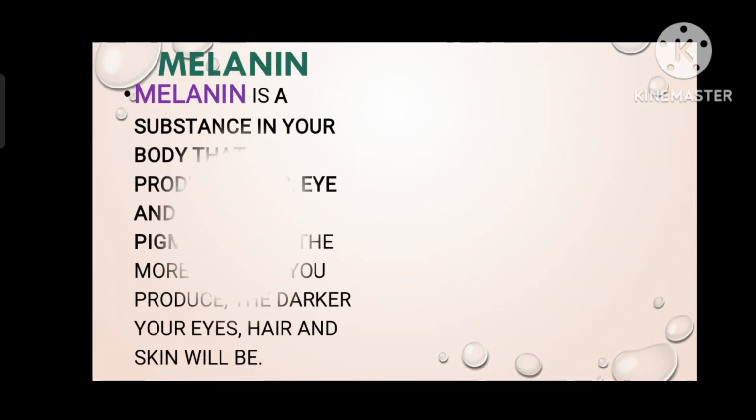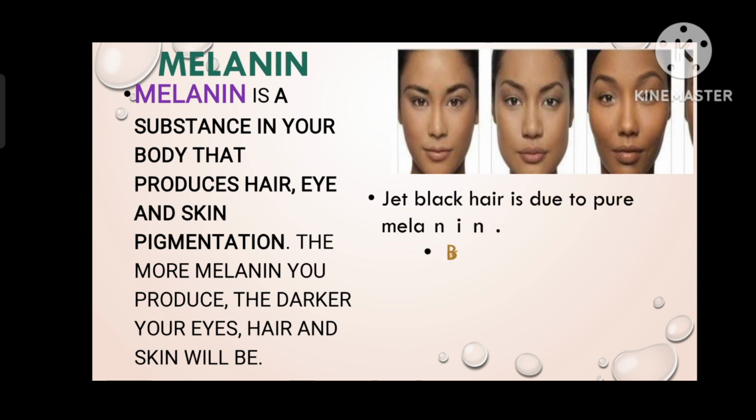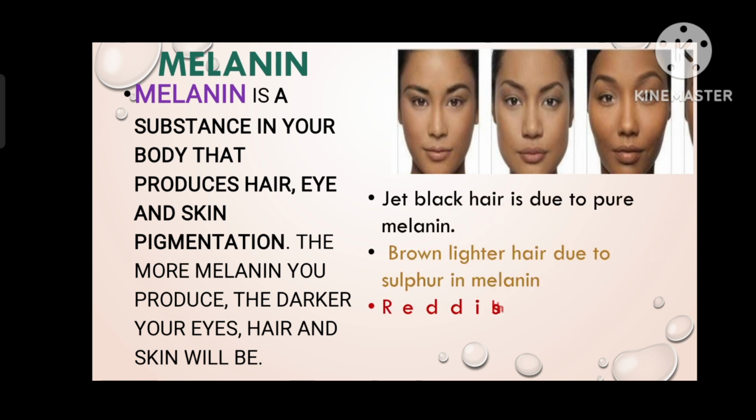Melanin. Melanin is a substance in your body that produces hair, eye, and skin pigmentation. The more melanin you produce, the darker your eyes, hair, and skin will be. Jet black hair is due to pure melanin. Brown, lighter hair is due to sulfur in melanin. Reddish hair is due to iron in the melanin.